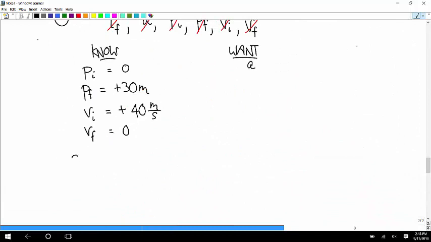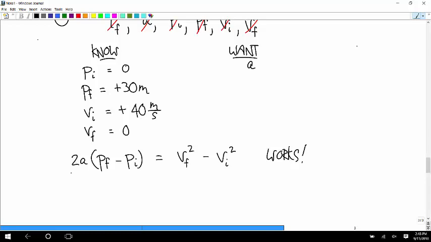So the equation that works is 2a times the quantity position final minus position initial is equal to v final squared minus v initial squared. Works. And so now I'm going to put all this stuff in, and I'm going to keep the units as I do it.